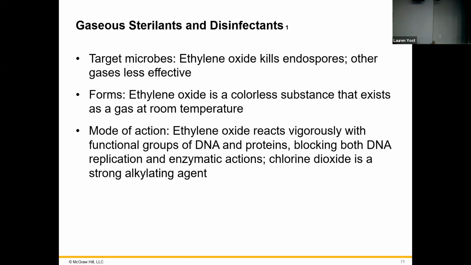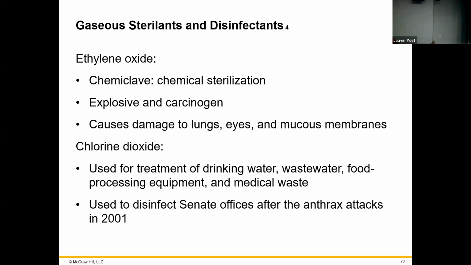All right, then we have our gases. This includes ethylene oxide and a chlorine dioxide gas. These are chemical gases that we can use to fill entire rooms and then sterilize everything in the room. So these are useful for actual sterilization and can kill endospores. Ethylene oxide is incredibly effective at sterilizing, actually. You can fill an entire building with ethylene oxide and then sterilize that building. However, it is explosive and it is carcinogenic. So it's hard to work with.